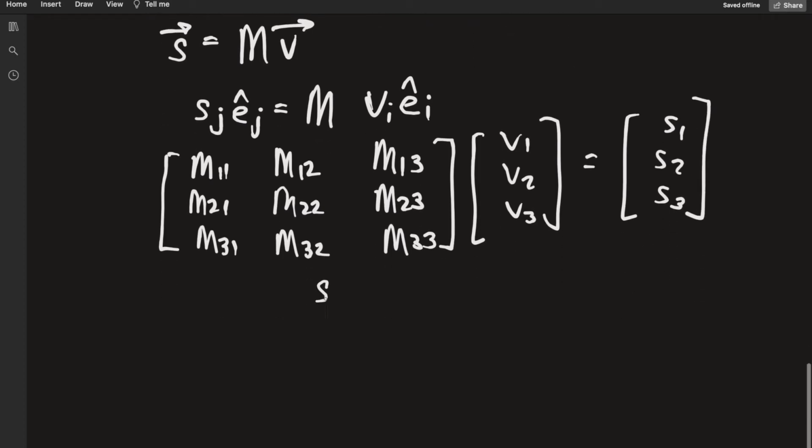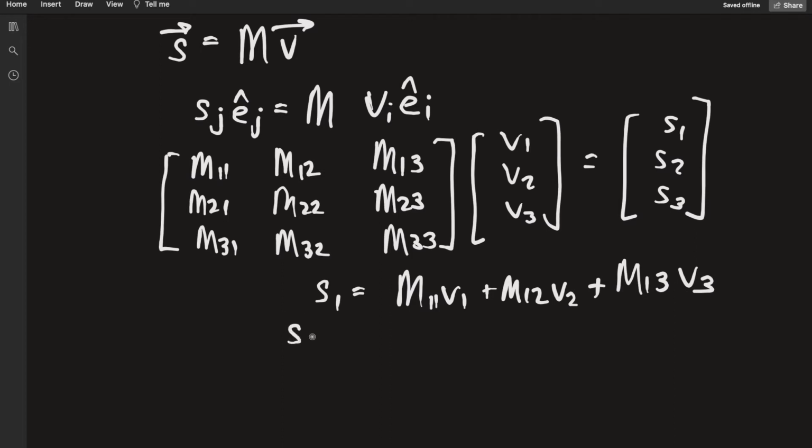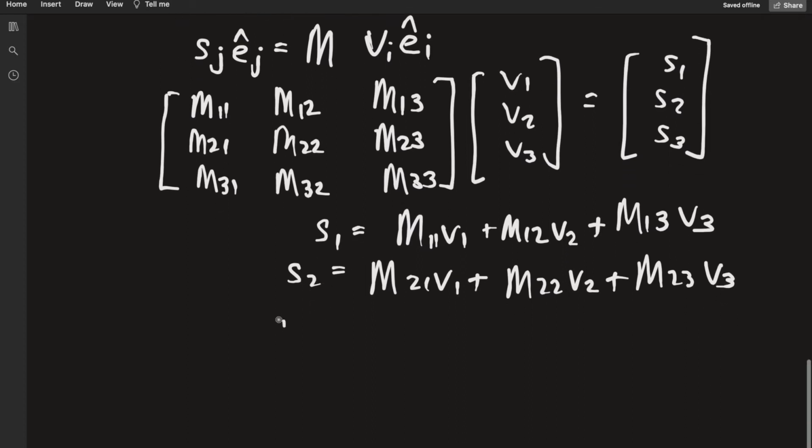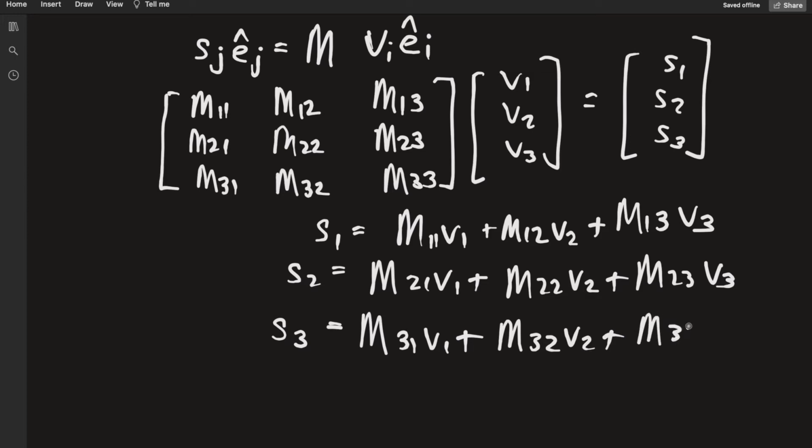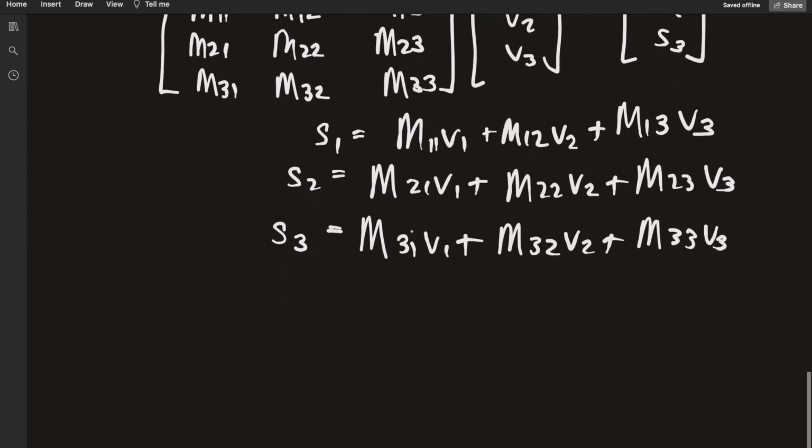And I'm sure you know how matrix multiplication works. You can watch my linear algebra playlist if you want to. s1 is M11 v1 plus M12 v2 plus M13 v3. s2 is M21 v1 plus M22 v2 plus M23 v3. s3 is M31 v1 plus M32 v2 plus M33 v3. And notice the pattern here.